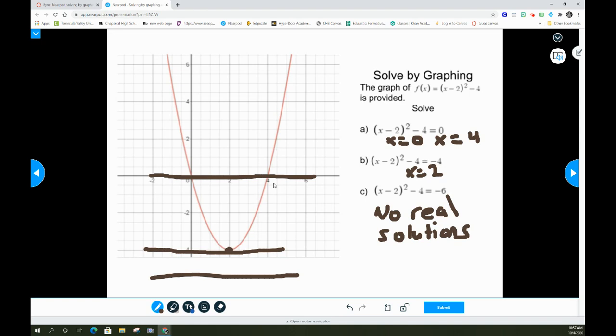So when you're solving a quadratic, you could have at most two solutions. You could have one solution if it goes through only the vertex, and you could have no solutions if it doesn't touch at all. That's a good example to show you all the different cases.